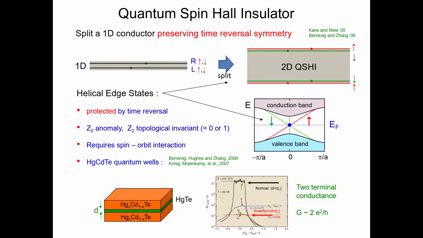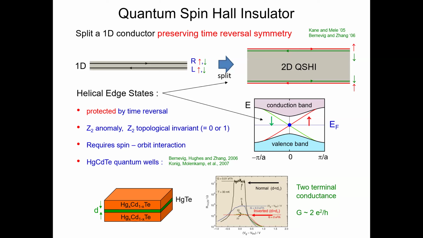What you can see from this is that this is going to look the same if you run the motion picture backwards, right? Because the right mover will turn into the left mover, but the up spins will also turn into the down spins. So this is a topological state that is compatible with time reversal symmetry, and in fact, it is protected by time reversal symmetry.